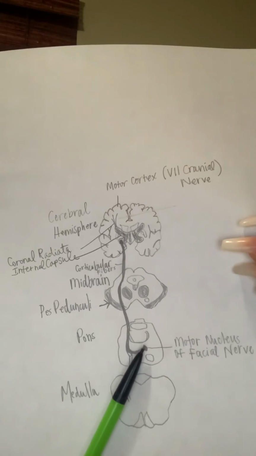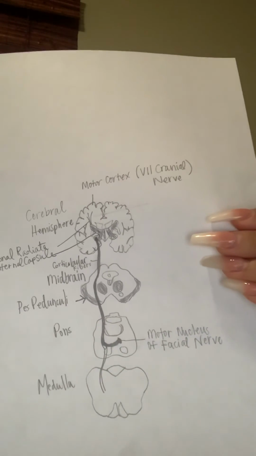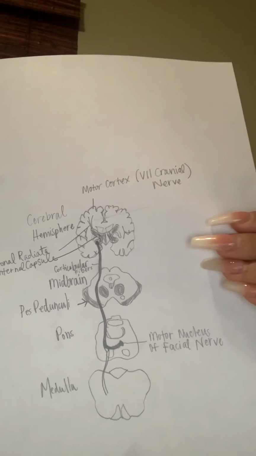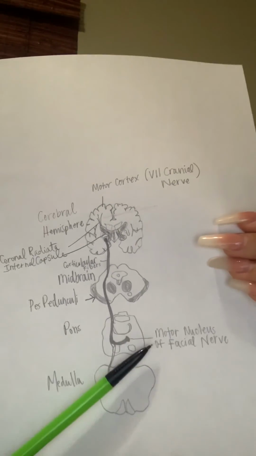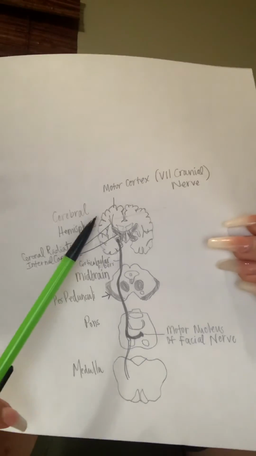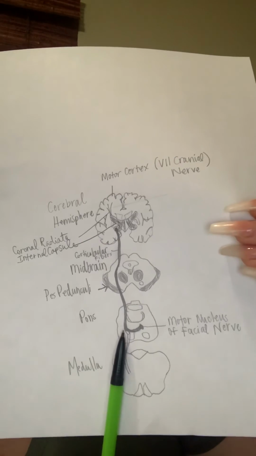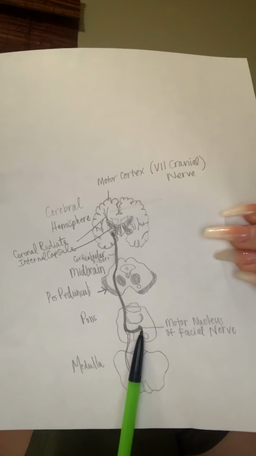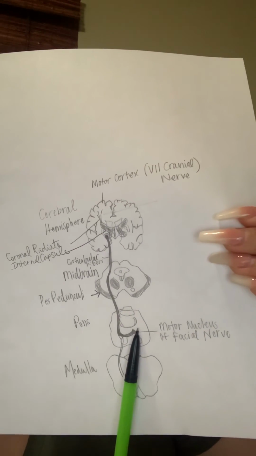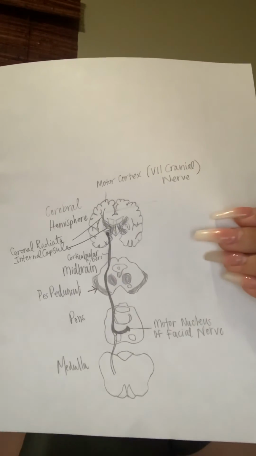So, for example, say I want to move the left side of my face with my facial nerve. This is actually going to come from the right side of my brain. It's going to travel down and transfer over to my left side at the pons. And this is where motor movement of the facial nerve occurs.